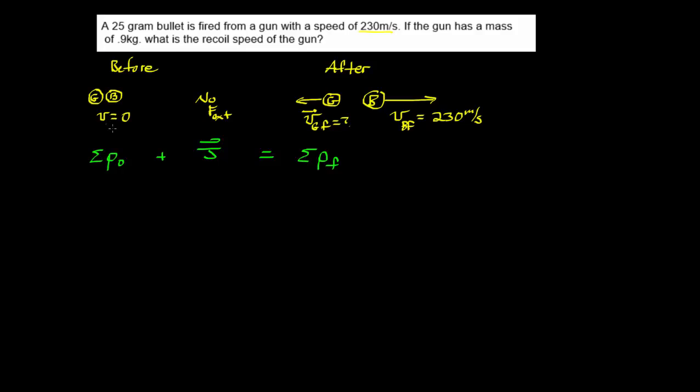So here, remember, momentum is mass times velocity. Neither of these is moving, so my total momentum in the system to begin with is going to be 0. And then there's no external forces, so I have an impulse of 0 is equal to my total final momentum after. So in this case, we're going to have the final momentum of the gun plus the momentum of the bullet final.